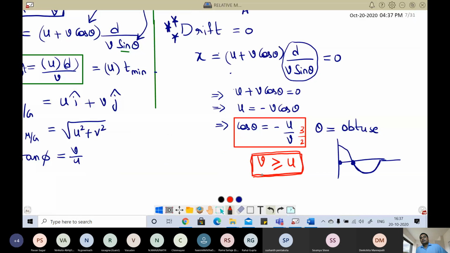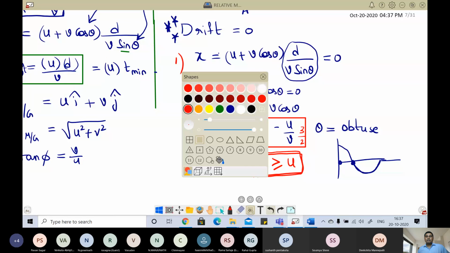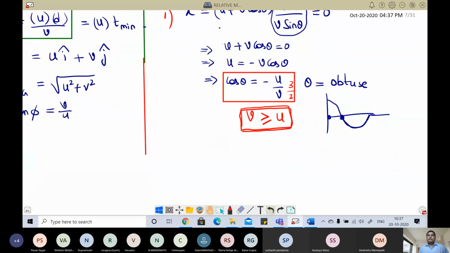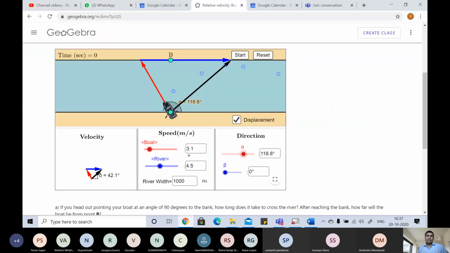So this is a very, very important point. What is that point? The man's effort should always be greater than the river velocity. This is the first and foremost point. So the first point we have seen. Now, next, we'll see how to calculate the second point. The second point: drift is 0, and now we need the time taken. You have definitely reached point B.